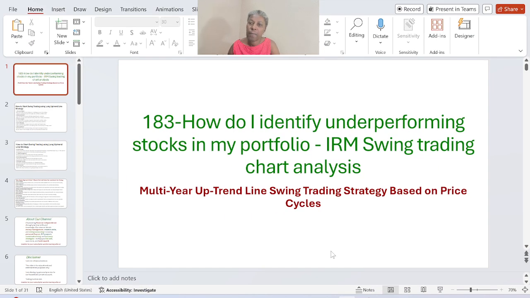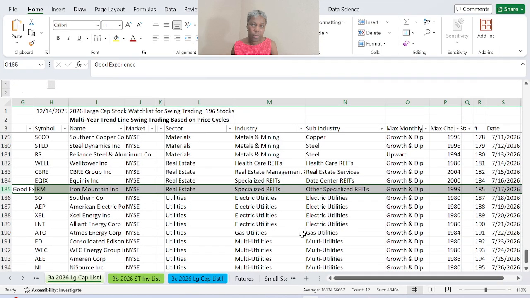How do I identify underperforming stocks in my portfolio? I think it is a learning process. I first focus on selecting a specific type of stocks for my watch list, and from there I will swing trade. So if I purchase a stock and then it keeps going down and down, that is when I will take some notes, keep an eye on it, and analyze it.